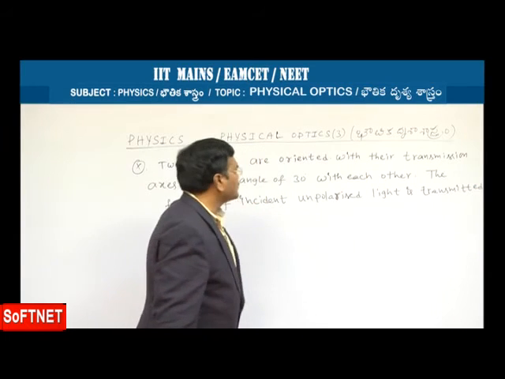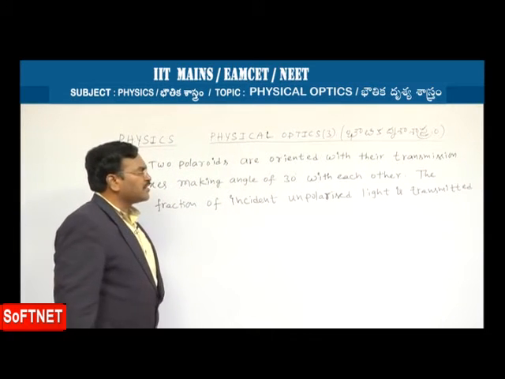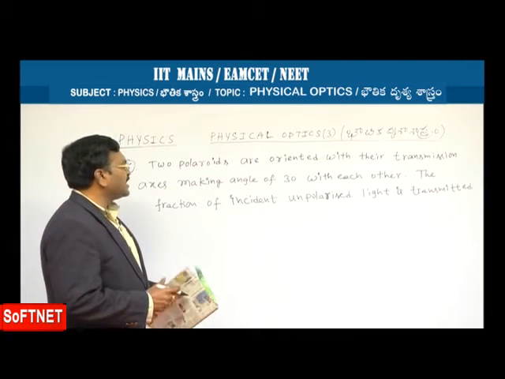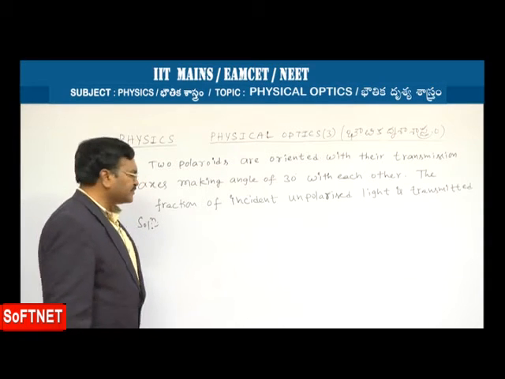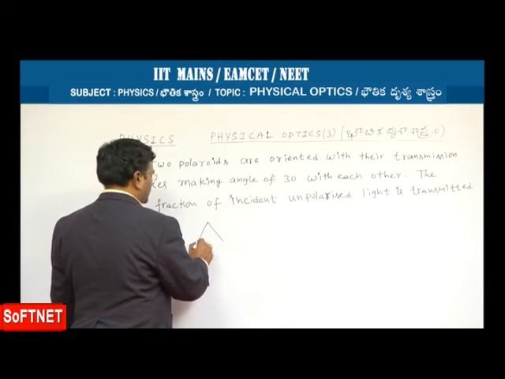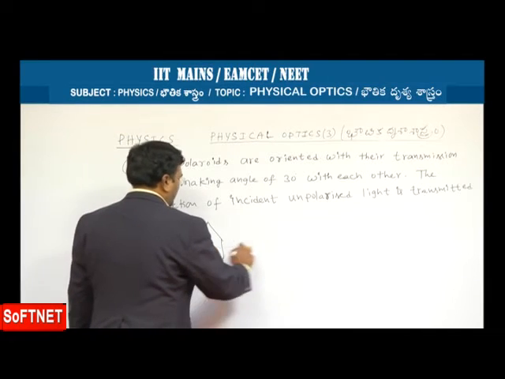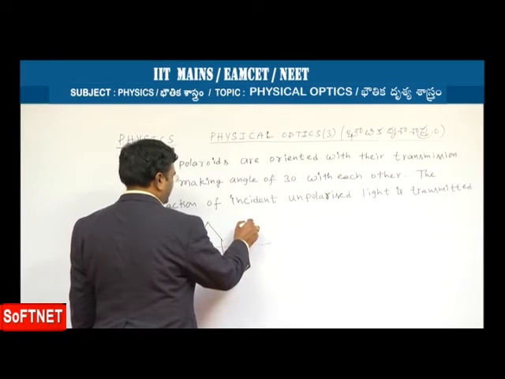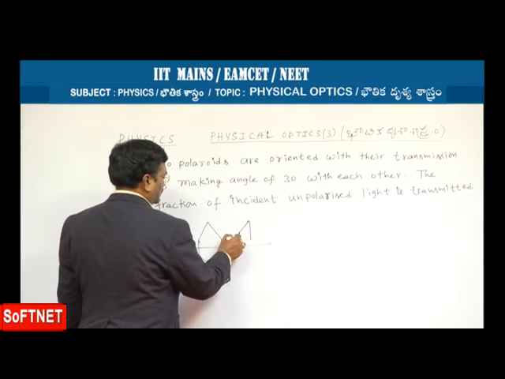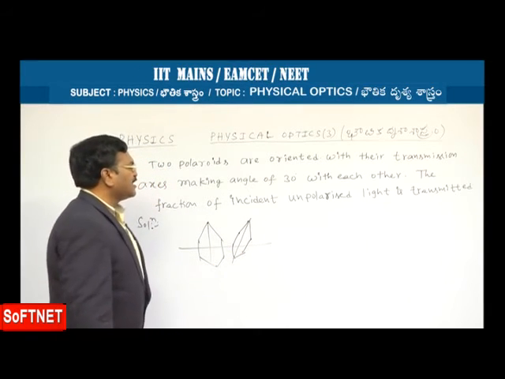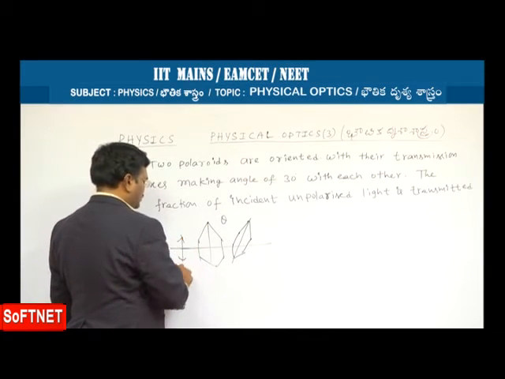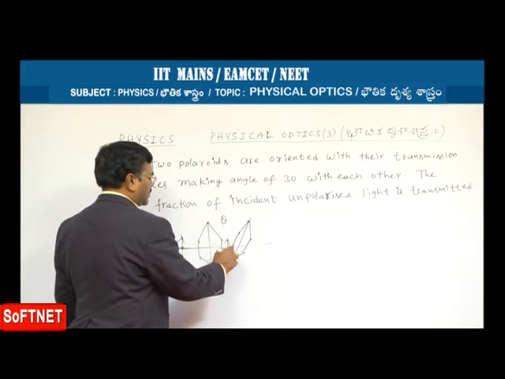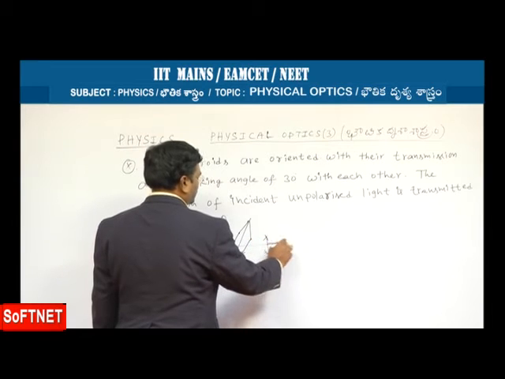I have a question like this. Here, two polarizers are oriented with their transmission axis making angle of 30 degrees with each other. The fraction of incident unpolarized light is transmitted. Suppose this is the first polarizer. After that, next one, this is the second polarizer. The angle between the transmission axes is theta. Here we are getting I naught, here we are getting I1, and here we are getting I2.